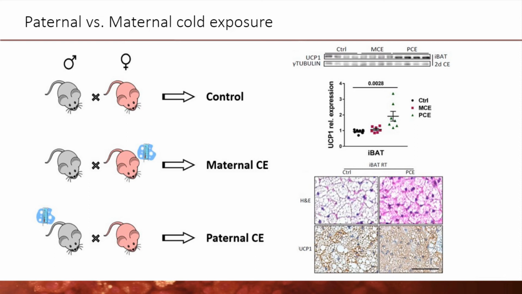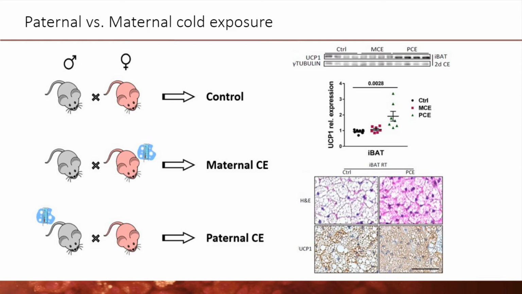So if the father was exposed to cold, the offspring had quite a significant increase in brown adipose tissue UCP1 levels. And here again, you can see the density, which is a very good indication of how active brown adipose tissue is. And you can see here on the bottom right side, these are cold exposed offspring, or offspring from cold exposed fathers, while on the left side are the control offspring. So the brown fat seems to be much more activated.